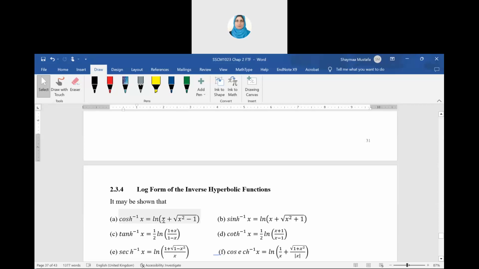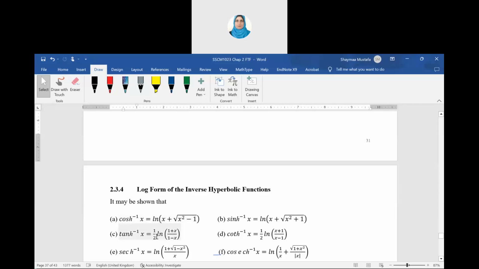Cosh inverse of x is equal to the natural logarithm of x plus root x squared minus 1, while sinh inverse x is equal to the natural logarithm of x plus root x squared plus 1. This is how we calculate them. These are the definitions. We have a definition for cosh, sinh, and tanh based on the exponential function. But the inverse for sure will be based on the natural logarithm, not on the exponential.